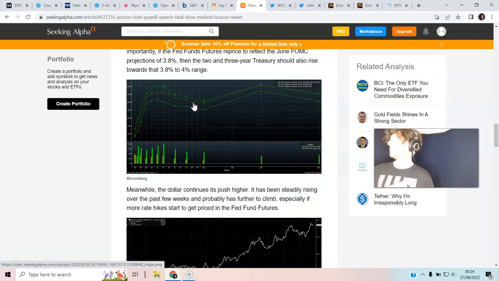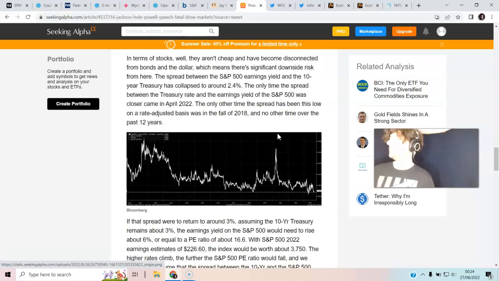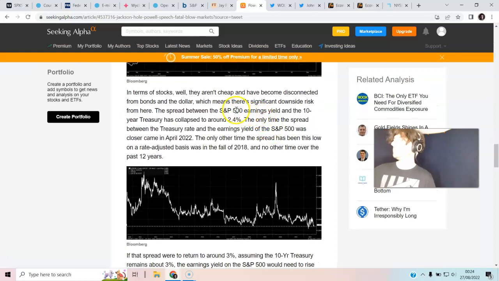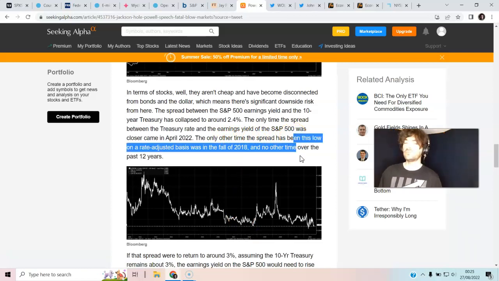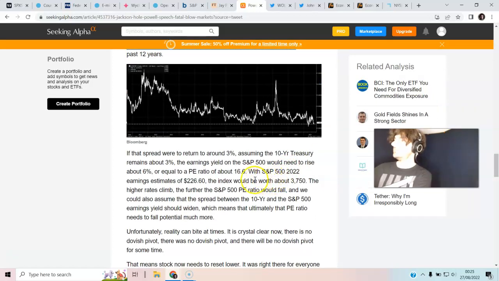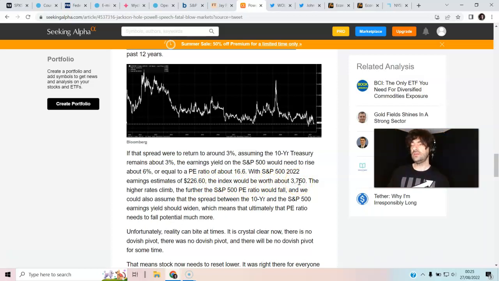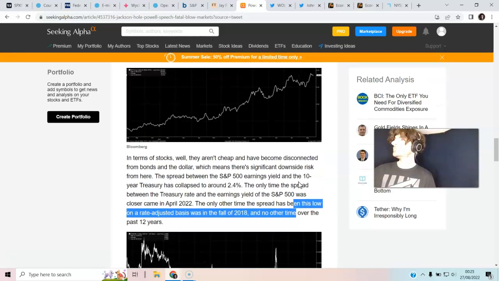Okay, so this article is very interesting as well, because what we have is the dollar pushing higher. That's the chart. And very interesting, there's a spread between the S&P 500 earnings yield and the 10-year treasury, and it's collapsed to 2.4%. The only other time the spread has been this low on a rate adjusted basis was in the autumn of 2018, and no other time over the past 12 years. So that means that if the spread were to return to around 3%, the price earnings ratio would be about 16.6, with the S&P 500 earnings estimates of $226.60. The index would be worth about 3750. What that means is that the index is highly overvalued for what it's actually delivering in terms of yield. So there's quite a bit more to go to the downside, I'm afraid to say.